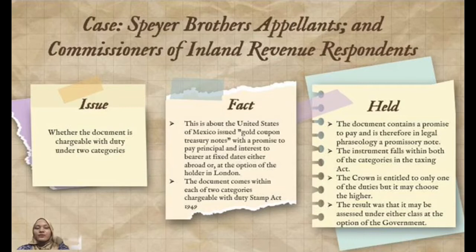It was held that the document contains a promise to pay and is therefore in legal phraseology a promissory note. The instrument falls within both of the categories in the Taxing Act. The Crown is entitled to only one of the duties, but it may choose the higher. The result was that it may be assessed on the other class at the option of the government.